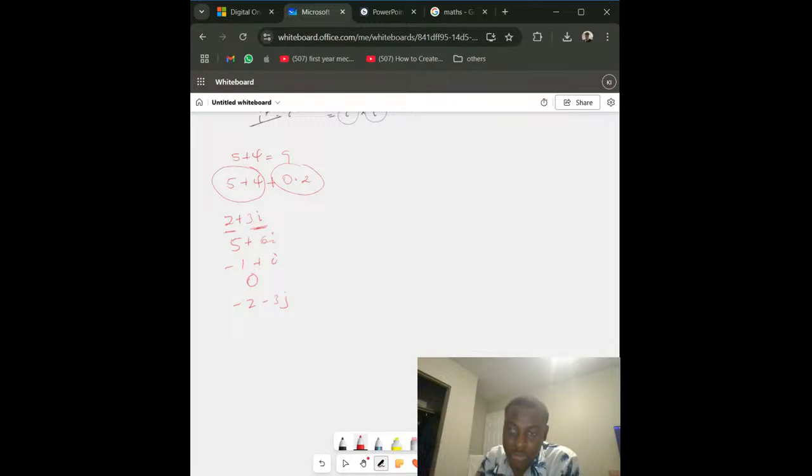So let's say you're adding these two, for example, 2 plus 3i and 5 plus 6i. Now remember, the real parts are added together, that's 2 plus 5, which would be 7. And then the imaginary components are added together, that would be 3i plus 6i, which would be 9i. Do you see that? So it's just like regular addition. 2 plus 5 is 7. 3 plus 6 is 9.